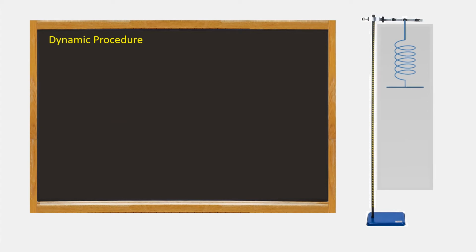So for the dynamic procedure, we'll add blocks to the pan, set the system oscillating, and to measure the period, it's actually better to measure 10 periods and then divide the resulting time by 10. So with your phone, with a stopwatch, we'll set the spring oscillating, and you'll want to start the stopwatch at a consistent point. Now I'm going to demonstrate using the lowest point in the oscillation. So here's how it would go.